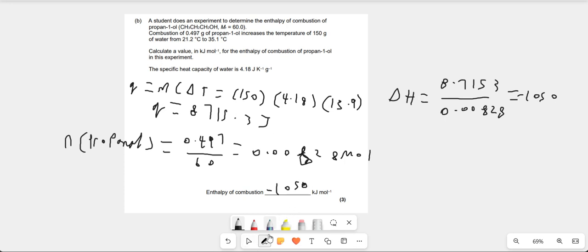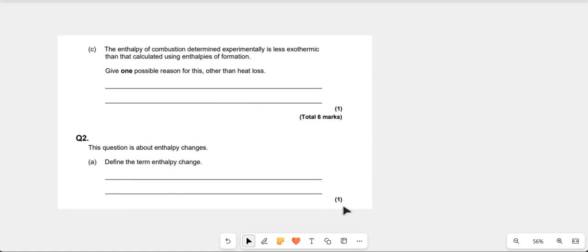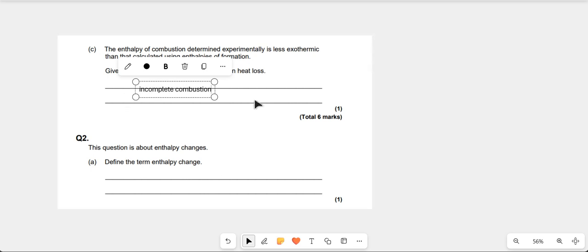Calm, easy. Next question. The enthalpy of combustion determined experimentally is less exothermic. Give one possible reason other than heat loss. A reason other than heat loss would basically be incomplete combustion. Because if the combustion is incomplete, it would release less heat. Complete combustion completely burns it, so it will release more heat. It will be more exothermic, whereas if it's incomplete combustion, it's going to release less heat.